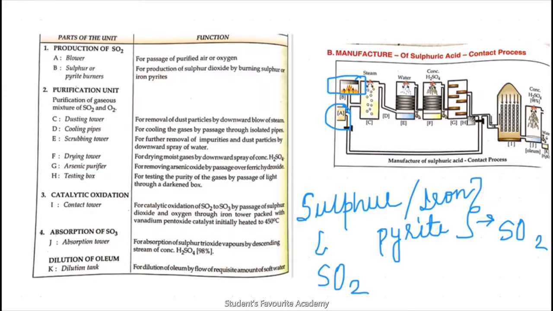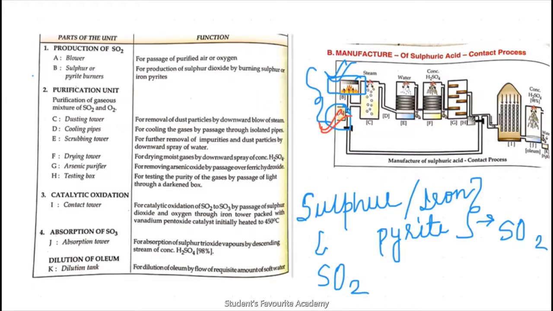Okay, now we will be moving to the second unit, that is called the purification unit. In the first unit, our only purpose was to produce sulfur dioxide. Now we will be purifying the gaseous mixture of SO2 and O2. So from where did we get SO2, children? I am getting SO2 from this chamber, B. And from where did I get air? Air I am getting from the A chamber.